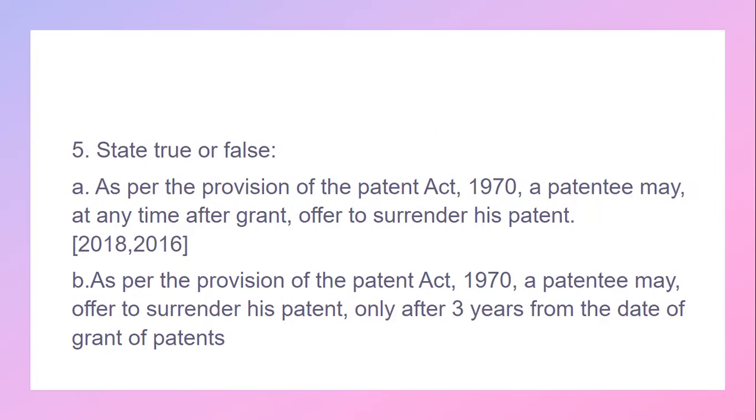You have to state true or false. As per the provision of Patent Act, a patentee may at any time after the grant offer to surrender his patent. As per the provisions of the Patent Act 1970, a patentee may offer to surrender his patent only after 3 years from the date of grant. A is true. So A is true and B is false. Let's move forward.